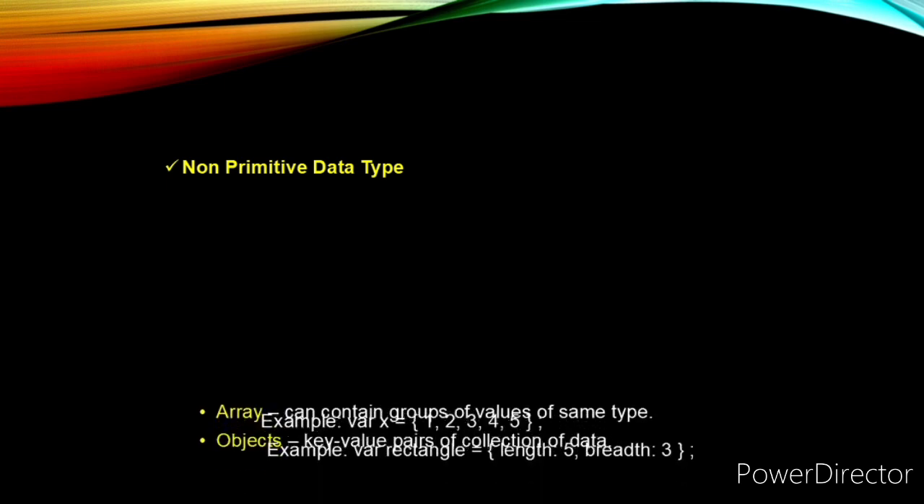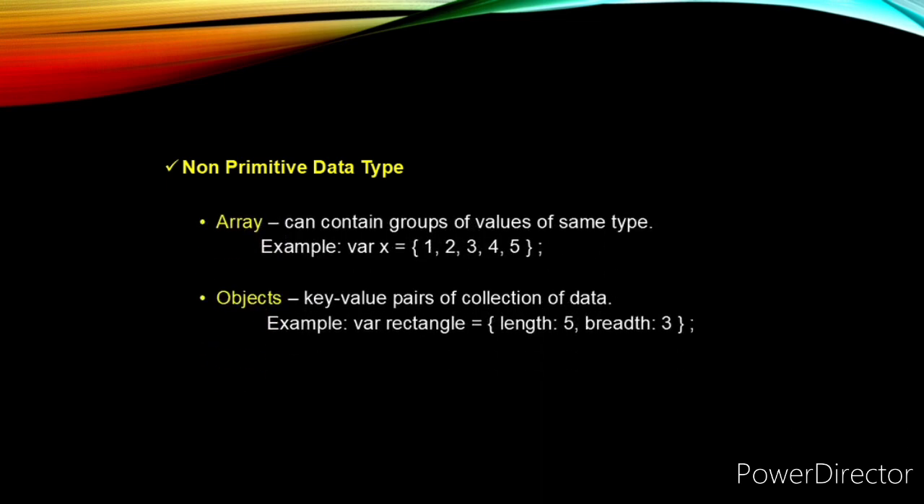And in non-primitive data type are: 1. Array. Can contain groups of values of the same type. 2. Objects. Key-value pairs of a collection of data. An object is a complex data type that allows us to store collections of data.